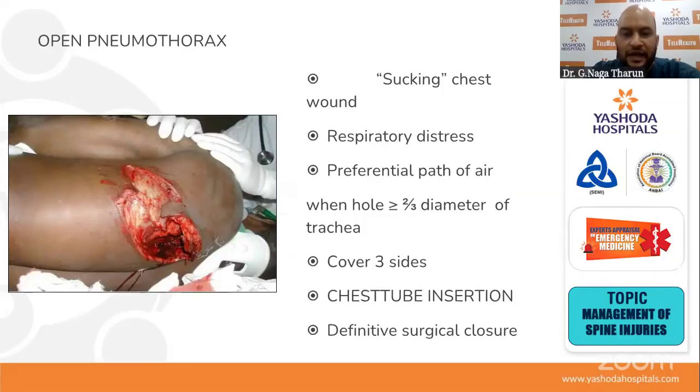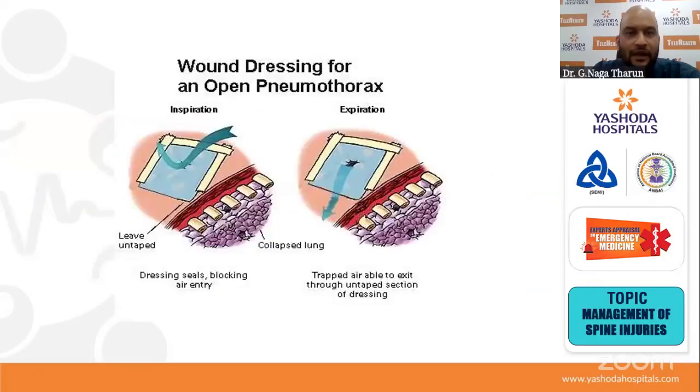The open chest injury should be covered on three sides with the opening on the fourth side. Chest tube insertion is another management, and definitive surgical closure is required in the OT. Open chest injuries are managed by wound dressings for open pneumothorax.